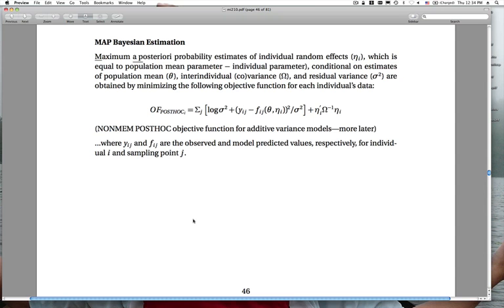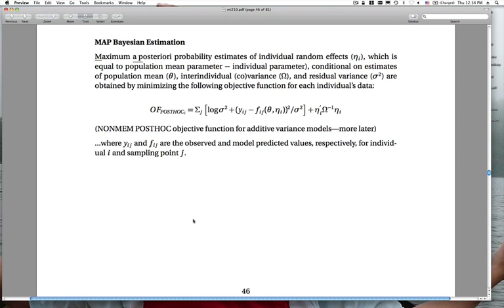One way to analyze that is using the MAP Bayesian estimation. MAP Bayes stands for maximum a posteriori probability. That means that what we're obtaining here is the estimates of the individual parameters that are the most likely for that individual, or the maximum likelihood for that particular individual. But it's conditioned on estimates of other components of the model that are assumed to be known ahead of time. Those include the population mean parameters, the inter-individual variance or covariance, and the residual variance.